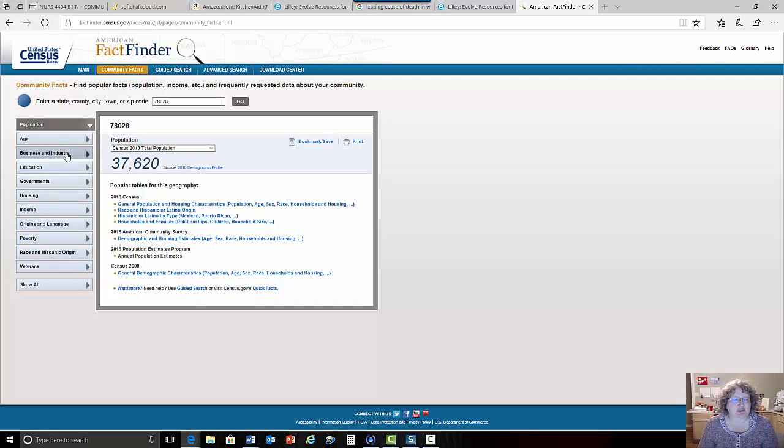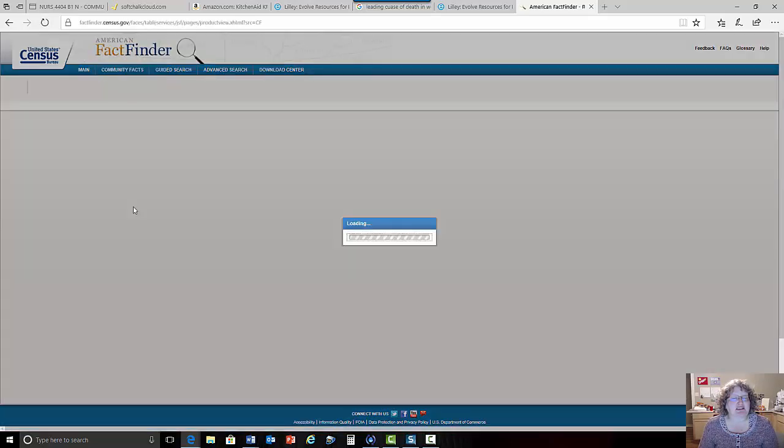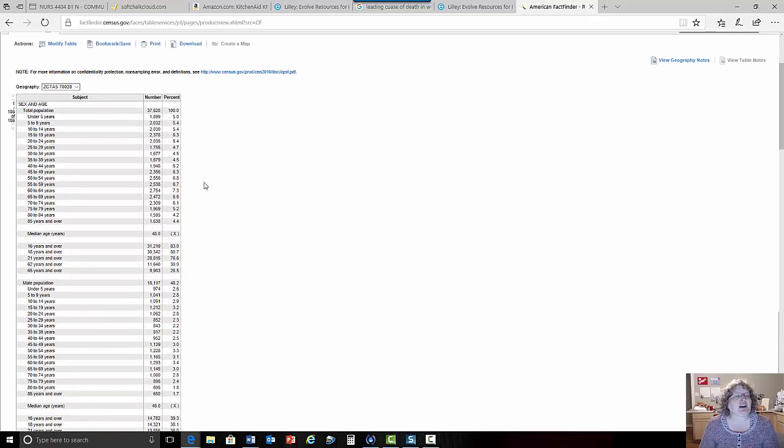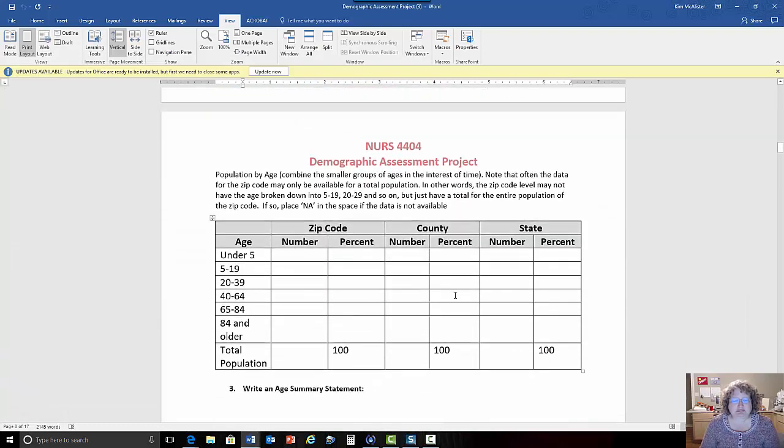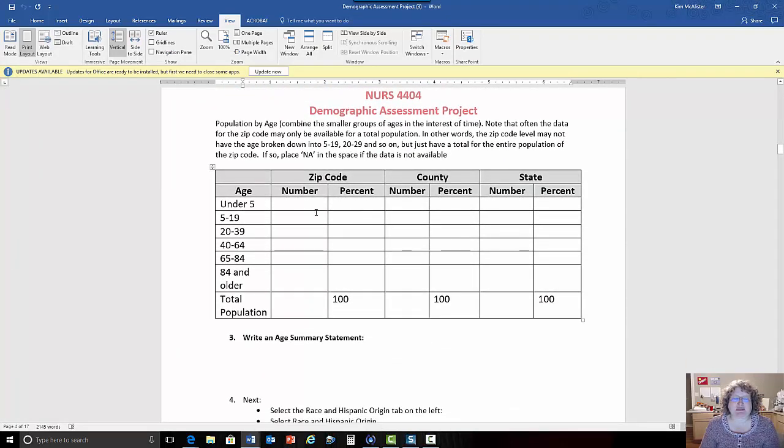And these are the things that you're going to be filling in. So for example, if we look at the general housing characteristics, you have a table that will pop up and will tell you the sex and age of all the population within the zip code. So then you go back to your document, and then you would fill in that information. So fill in the information for the zip code, and then put in the percents.